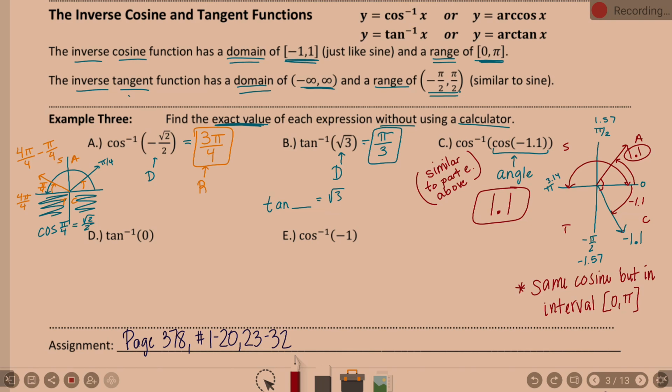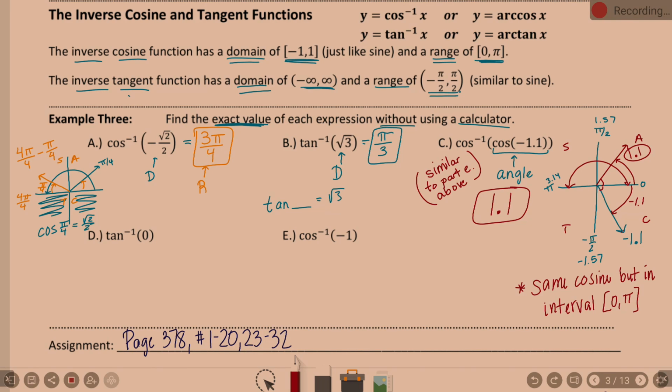D. Tangent inverse of 0. We're throwing a 0 into the mix. What's going to have to be true? Where do zeros happen? On your various quadrantal angles. Keep in mind, this is not an angle, right? This is a number value. We don't have zeros on that chart over there, do we? Because our zeros happen on our quadrantal angles.